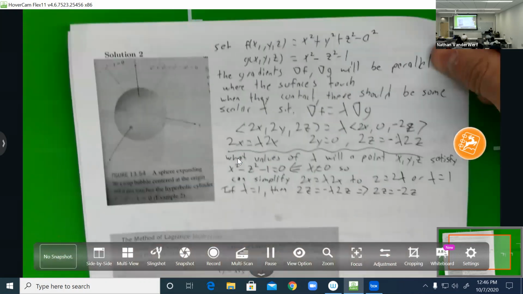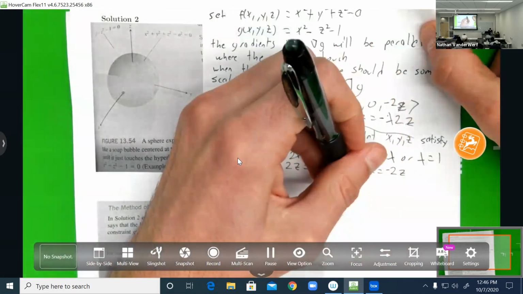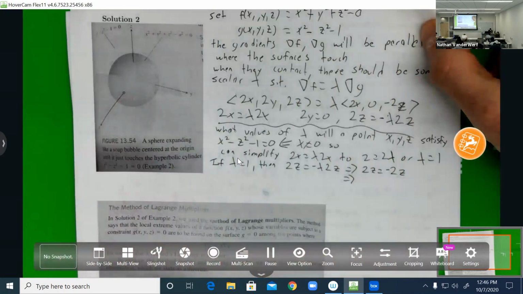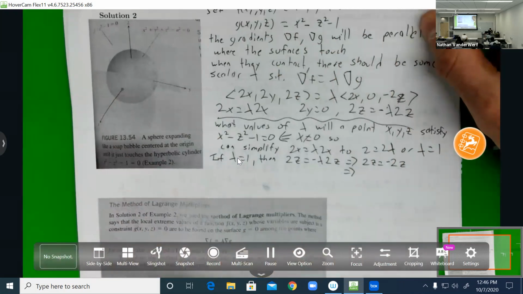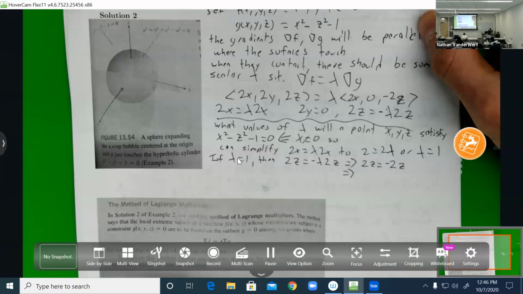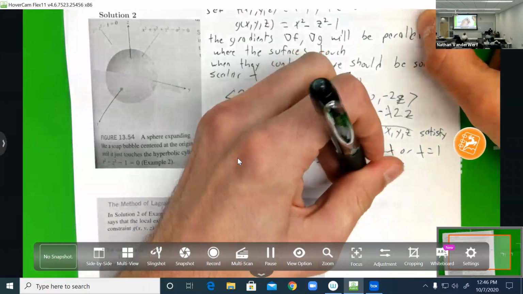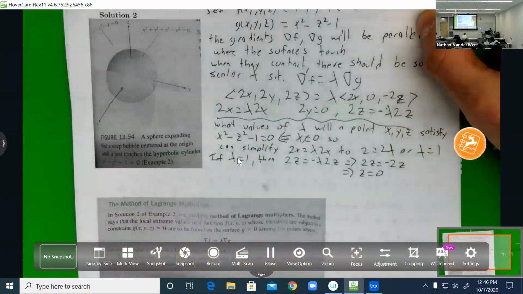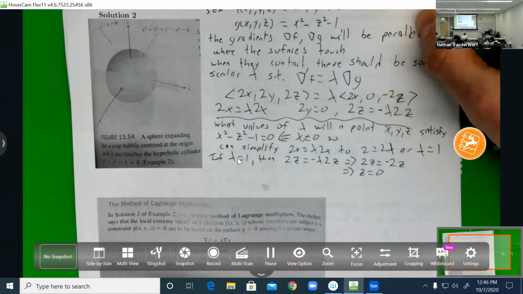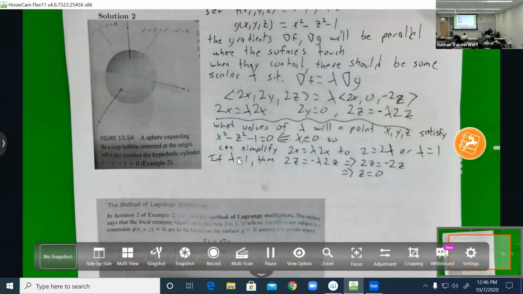Right, and so if 2z is minus 2z, what must z be? If x is minus x, what must x be? 0. Oh, right. Yeah. So this gives us that z is equal to 0. I was like, I can't remember. Yeah, no real number? I don't know.